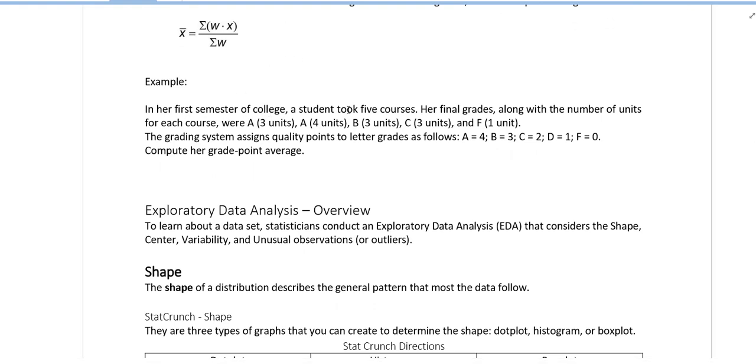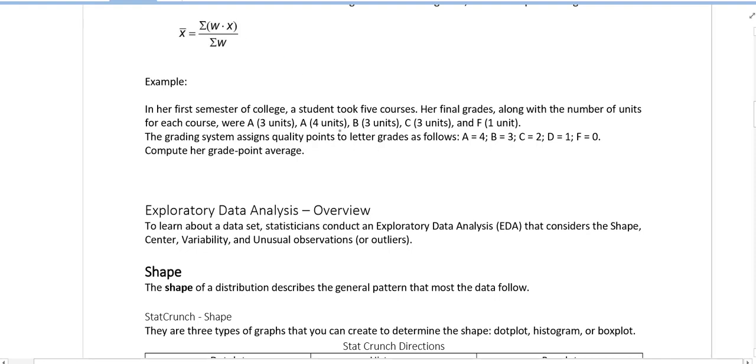So in her first semester of college, a student took 5 courses. Her finals, along with the number of units for each course, were A, so those are the grades, and then the number of units. The grading system assigns quality points to letter grades. So this is how a GPA is computed. So compute her GPA after the first semester. So the thing here to try to figure out is what are the weights and then what are our x's, our data samples, or data values.